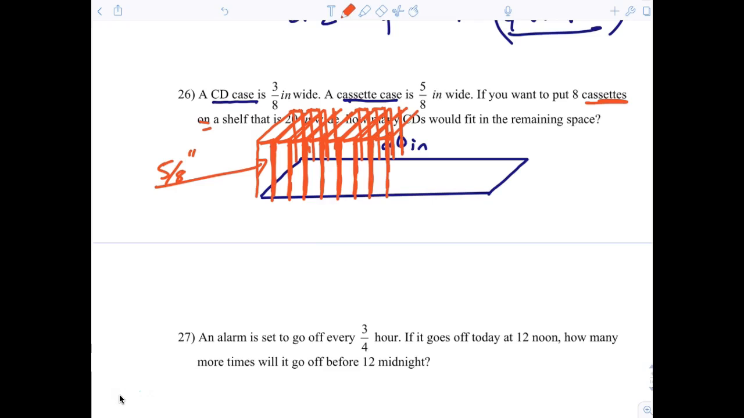This is 5/8. This is 5/8. This is 5/8. Now each one is 5/8 of an inch wide. How many did I put up there? 8. So how do I figure out how many inches wide is that?